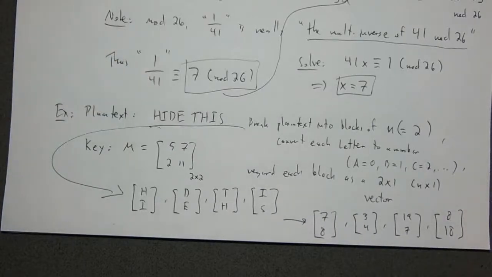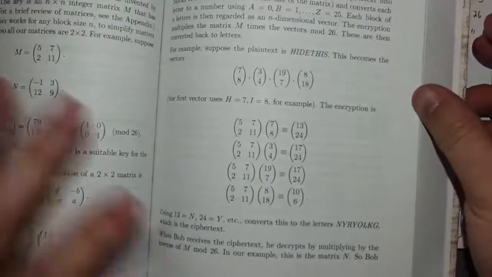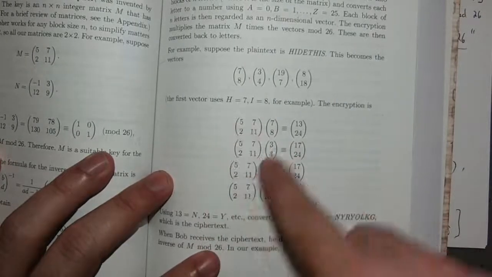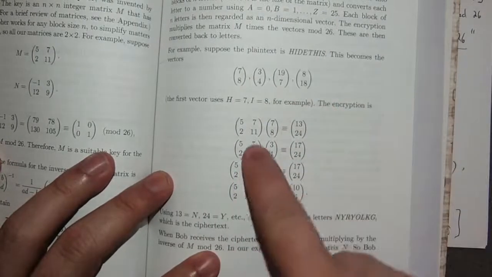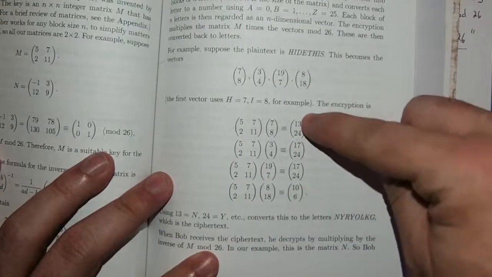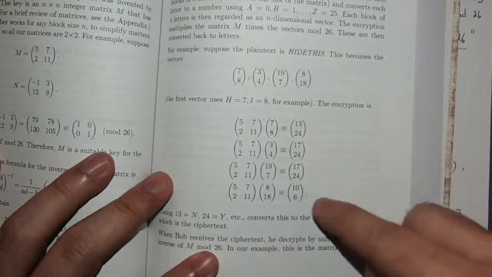Okay. Now, how do I encrypt this? I multiply by M. I multiply each of these vectors by M on the left. Okay. And so I'm not going to actually write that out. I'm just going to show it to you in the textbook. So in the textbook, I multiply each of these vectors on the left by M. And when I do that, I get vectors 13, 24, 17, 24, 17, 24, 10, 6.